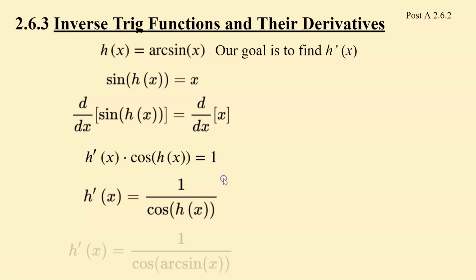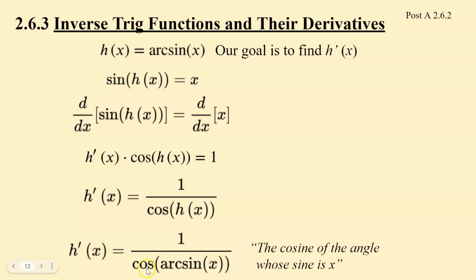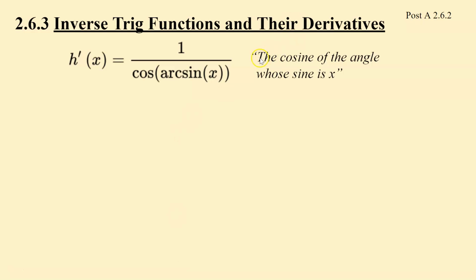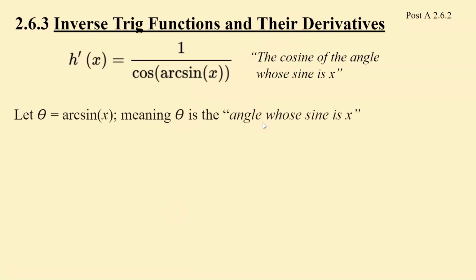All right, great. So now we do that, but keep in mind that h of x is arc sine. That's how we defined it in the beginning. So I can replace h of x with arc sine. So now what does this mean? Well, this is simply asking for what is the cosine of an angle whose sine is x. That's a mouthful, but think about this for a second. What's the cosine of the angle whose sine value is x? Well, we can answer that pretty easily by just looking at a picture.